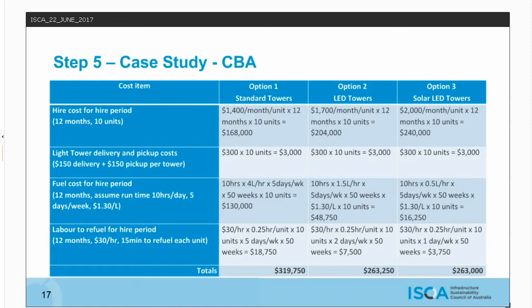First, the hire cost. Based on 10 towers needed for 12 months, you can see, not surprisingly, that the cost of the alternative options is higher than the standard towers. The delivery and pickup costs are the same for all options. The fuel costs are much lower for option 2 and even lower for option 3. And finally, the refuelling labour is also lower for the 2 alternatives, reflecting the lower use of diesel. Overall, on a purely financial basis, options 2 and 3 compare pretty favourably to option 1.